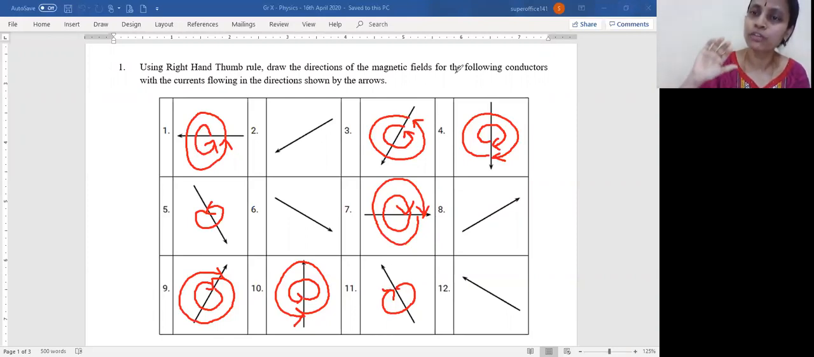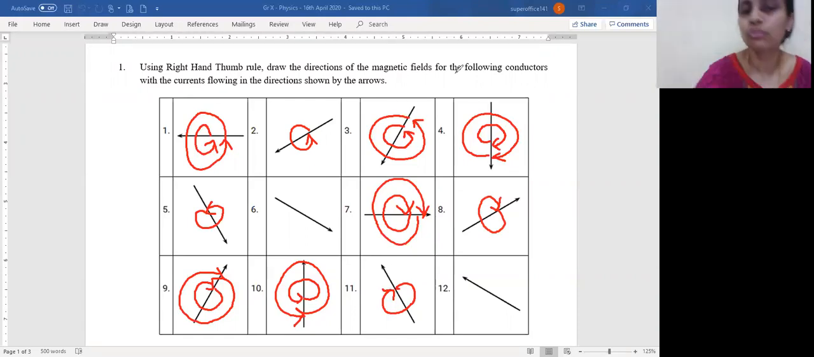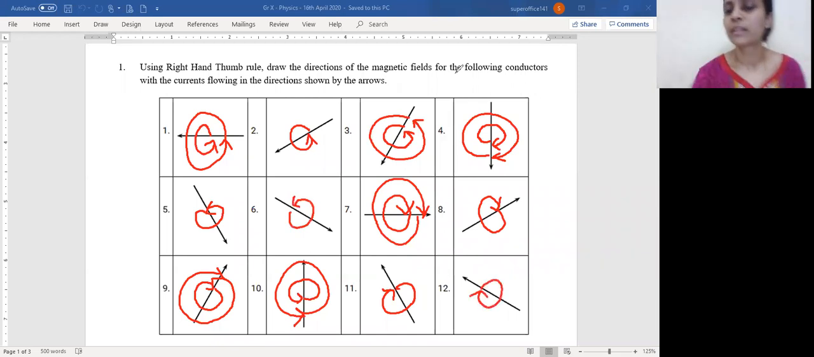So 2 you are going to hold from up to down, over the conductor, up to down. Whereas if I'm going to look at 2 and 8, it's going to be from down to up. And if I'm going to look at 6 and 12, down to up and up to down. Is that clear, children?